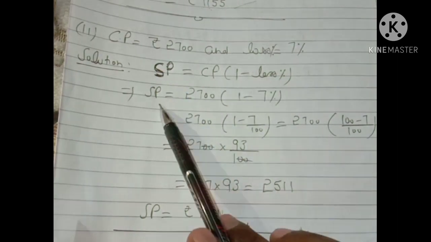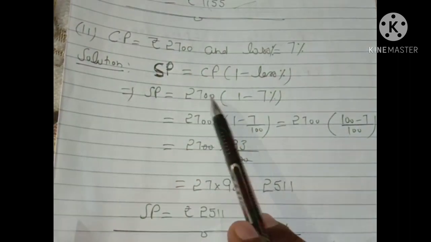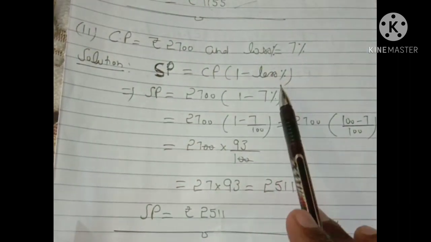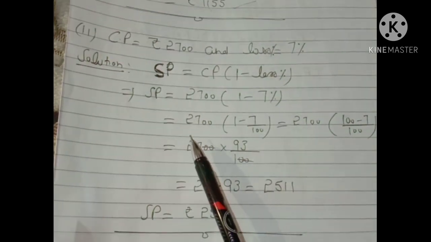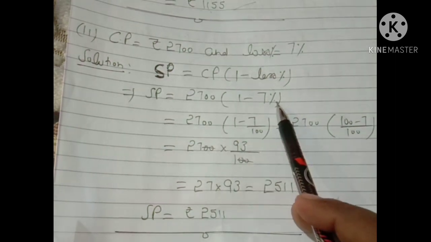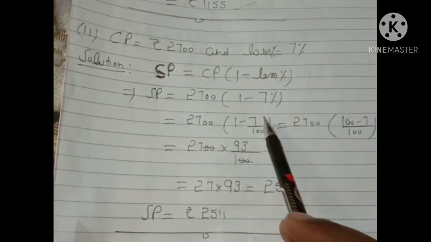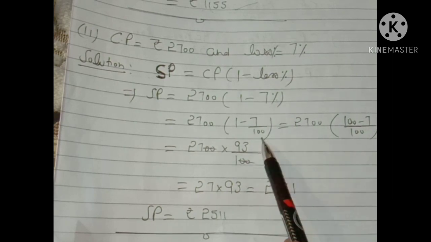So now you can see it will become SP is equal to the CP value, 2700, and now you can see 1 minus loss percentage, 7% is given to us. So put the value 7%, and now it will become 2700 into 1 minus, and now you have to remove the percentage sign again from here by dividing this 7 by 100. So it will become 7 over 100. So it will become 2700 into 1 minus 7 over 100.